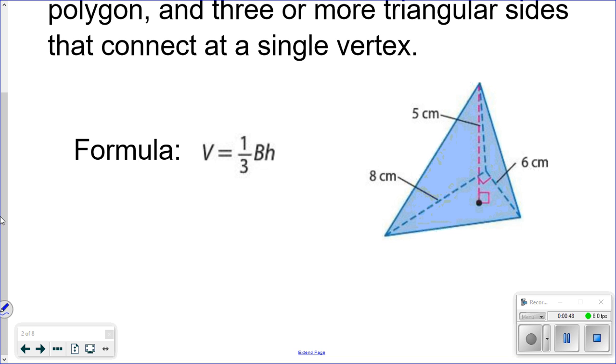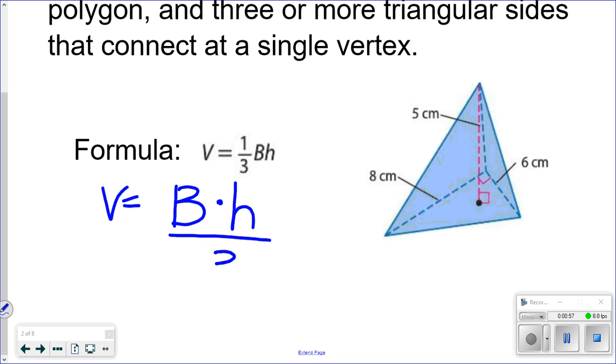So the formula for a pyramid is the big B again, so the area of the base, times the height, all divided by 3. Dividing by 3 and timesing by a third are the exact same thing. And a lot of us are more comfortable working this way than with that 1/3. So I think we'll just stick with this. You guys are fine with that? We'll just stick with this.